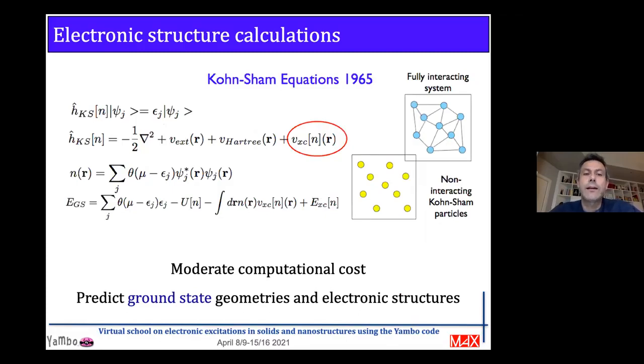So let's start from DFT, the workhorse for electronic structure calculations. We know the well-known Kohn-Sham equations. These are the equations of a non-interacting system with an effective exchange-correlation potential. It has moderate computational cost and predicts ground state geometries and electronic structure with great accuracy. And what about, for instance, the gap of materials?